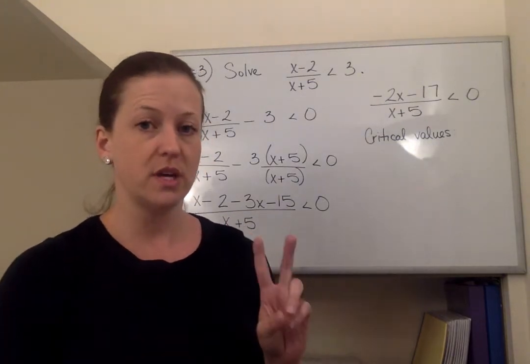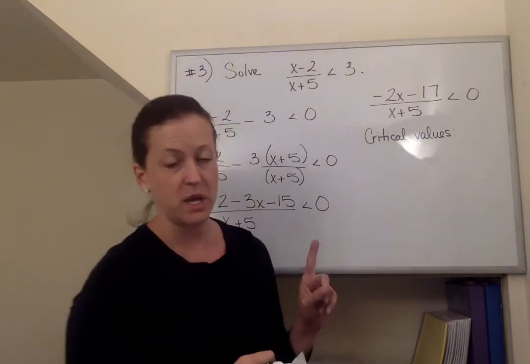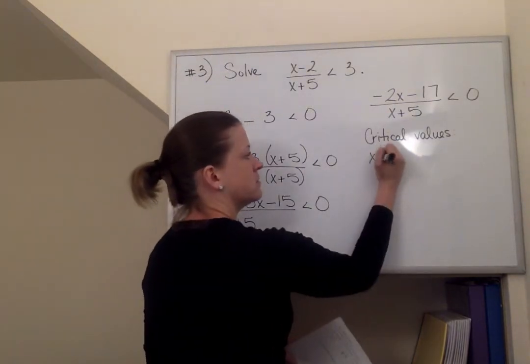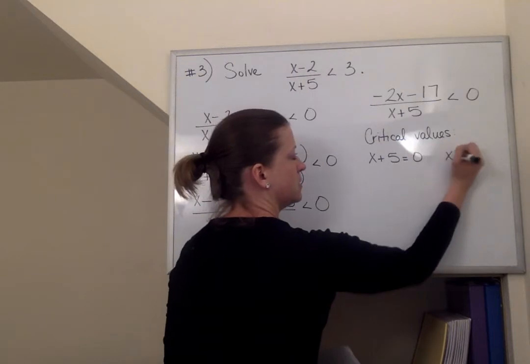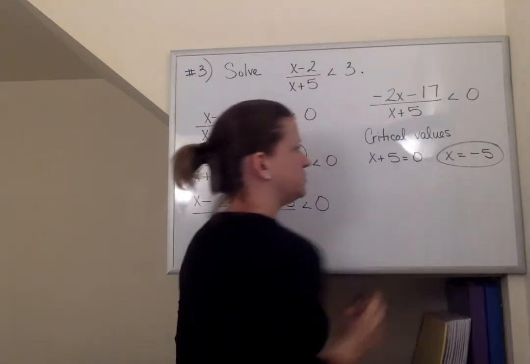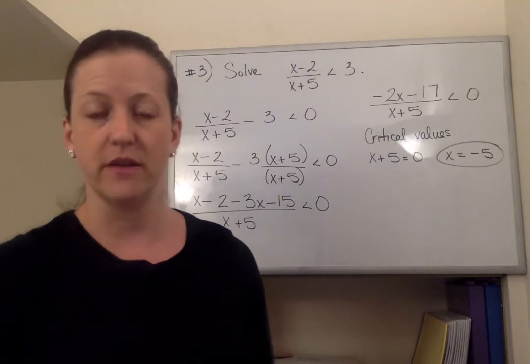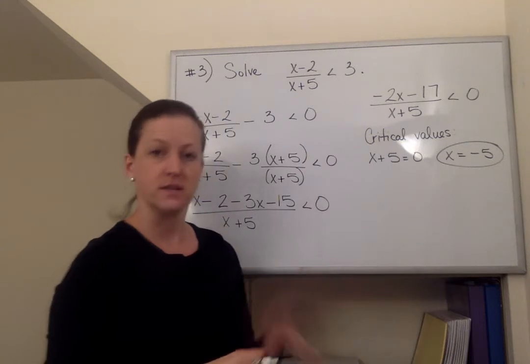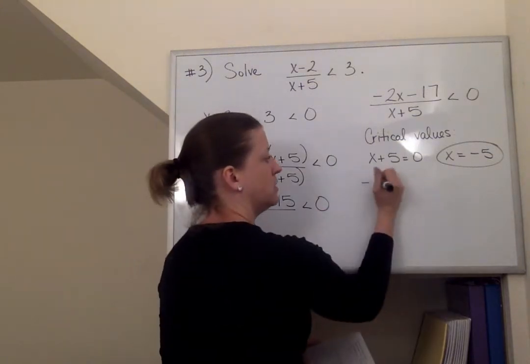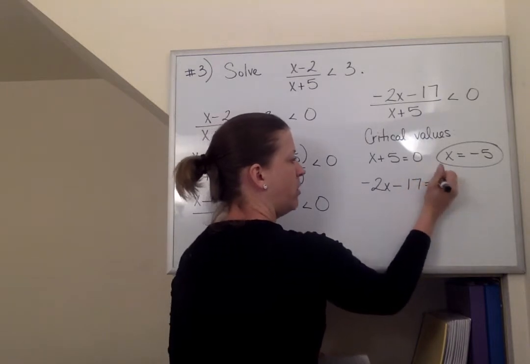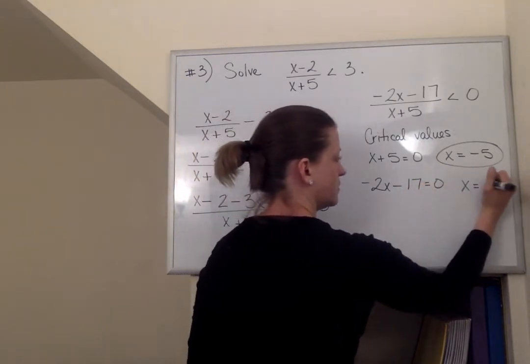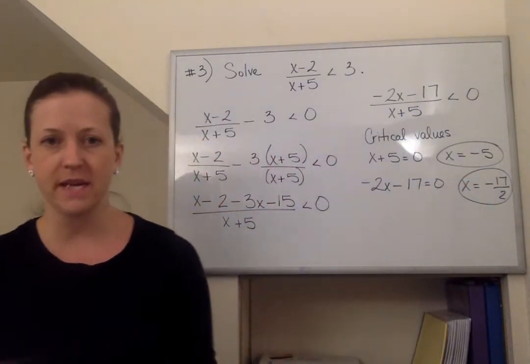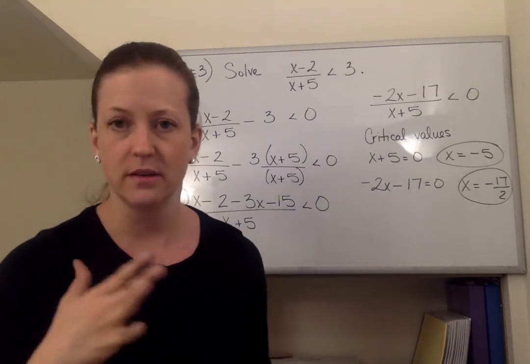And so 2 things we would want to look at. The first thing would be any asymptotes. So what if the denominator is 0? Well, there's an asymptote at negative 5. That's probably pretty critical. That's important. The other one that we care about is the x-intercept. So what if I set the numerator equal to 0? So then I get x equals negative 17 halves, which is like negative 8.5.